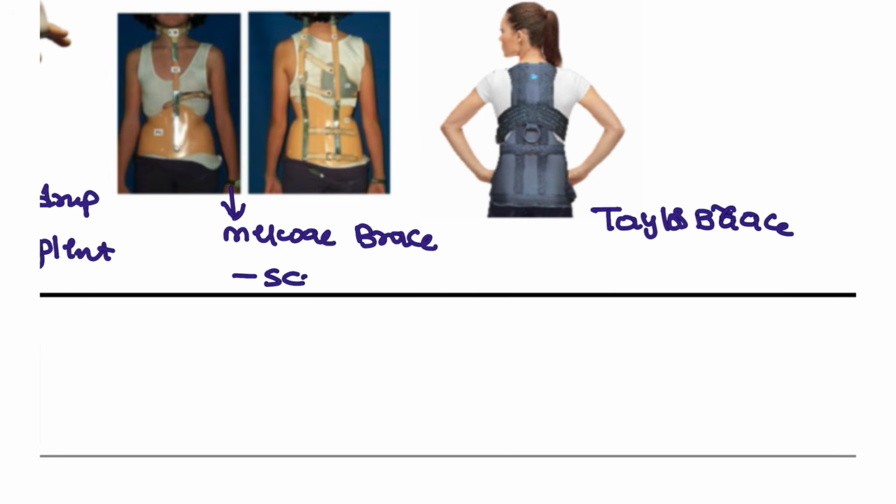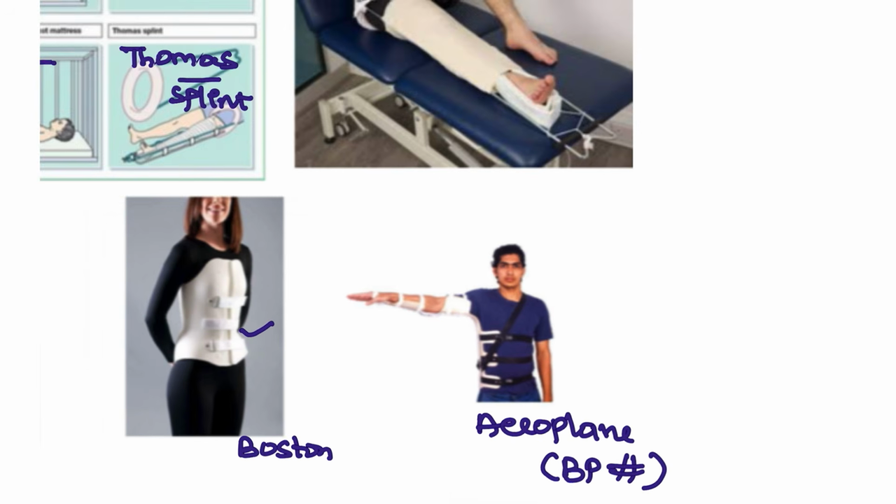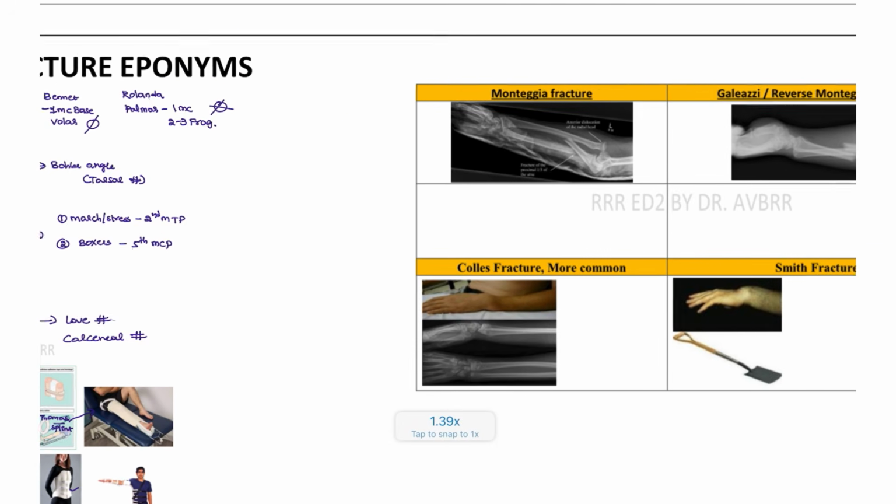This is used for scoliosis, and here it is used for Pott's spine, for those who suffer from Pott's spine. Another picture, this is the Boston brace, and this is the aeroplane splint, used for brachial plexus injury. And again this is the Thomas splint. Okay, important points.